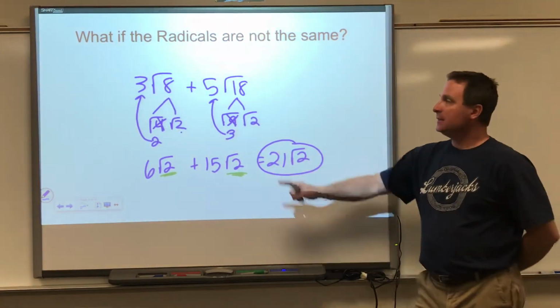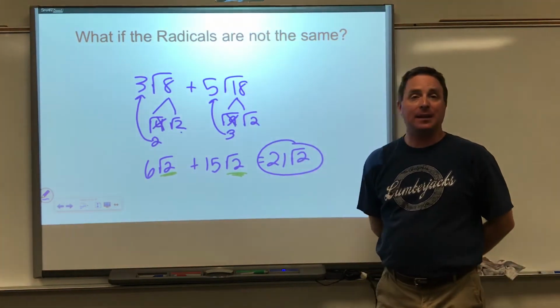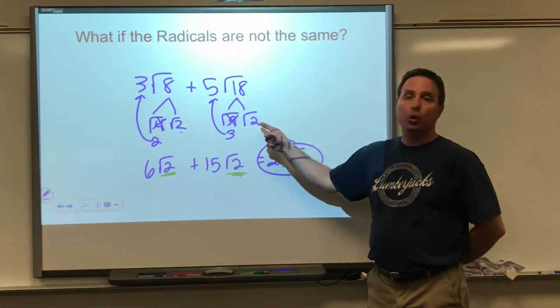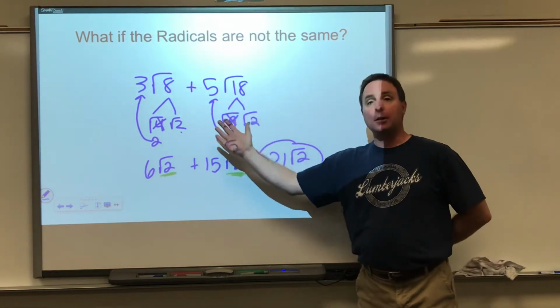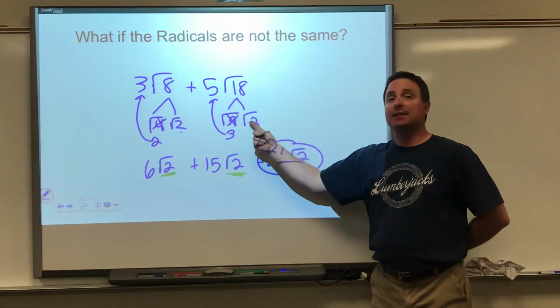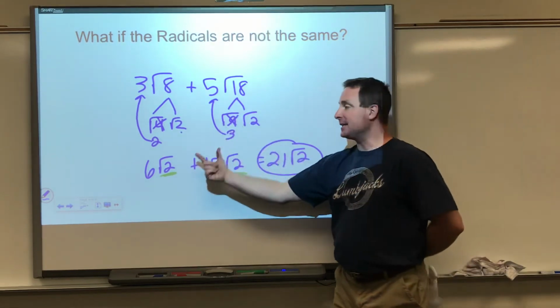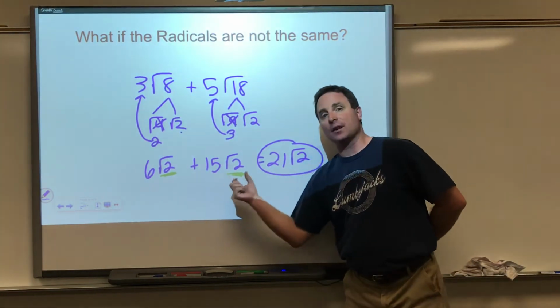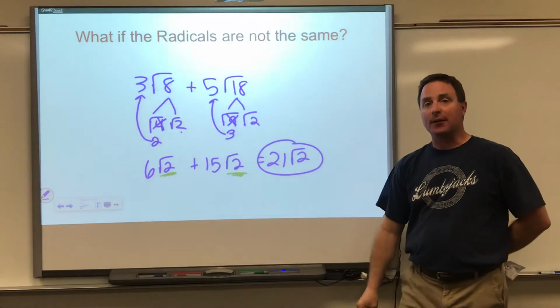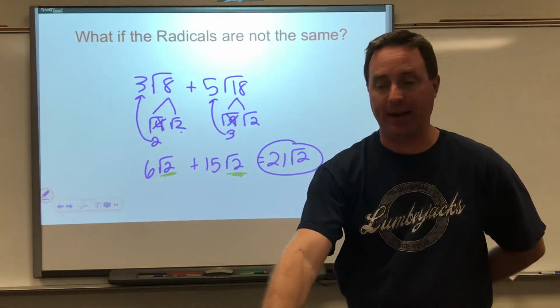So again, if they're not the same, break them apart, show your work. I think we can all agree that there's a little bit of work to show again. I need to see those factor trees. I need to see how they turn into the two radicals that are the same before you add them together. Okay, just so we're all clear on that.